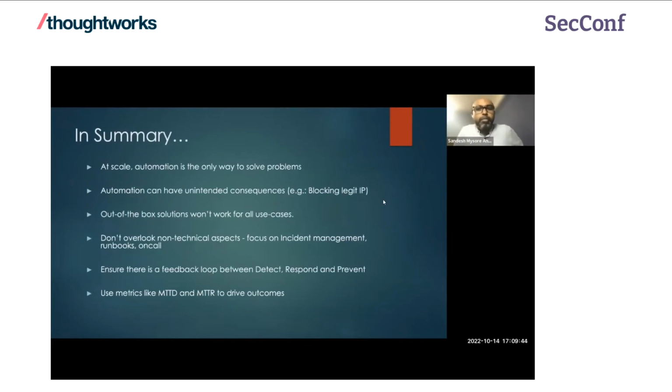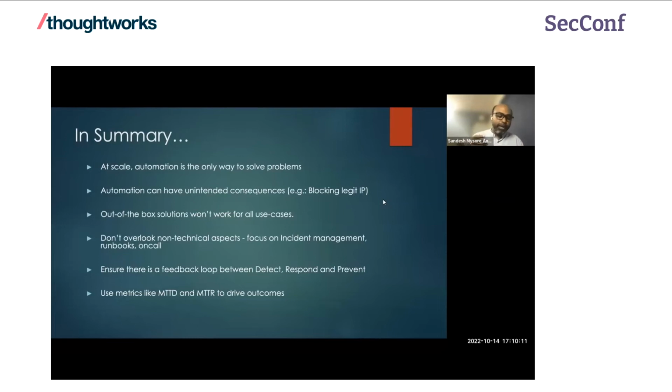The first one, I think this was the most obvious to us about a couple of years ago when we started building out these programs, is that at scale, automation is really the only way to solve problems, right? No amount of manual controls, scaling teams, or human assistance can really help in a company with such massive scale, right? So automation is your go-to there. Second, as a corollary of that, is that automation can have unintended consequences, right?